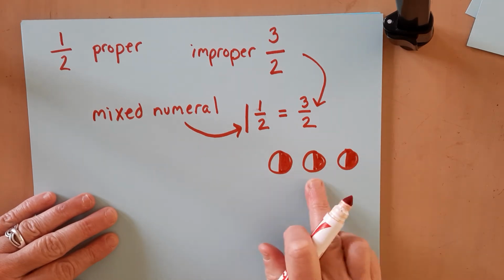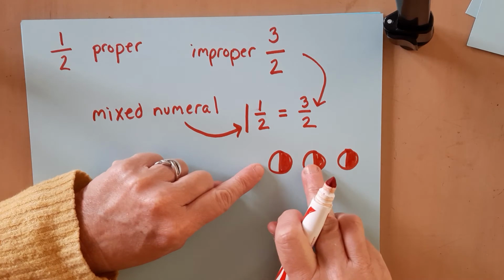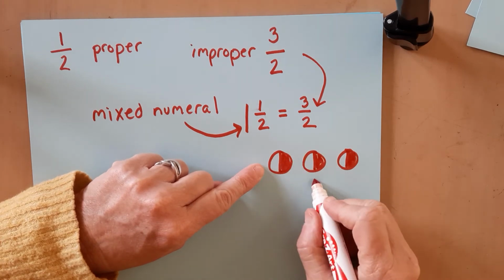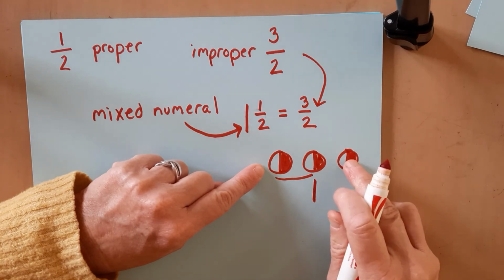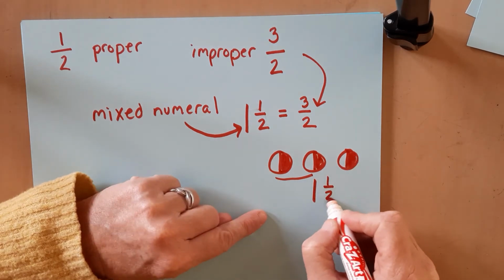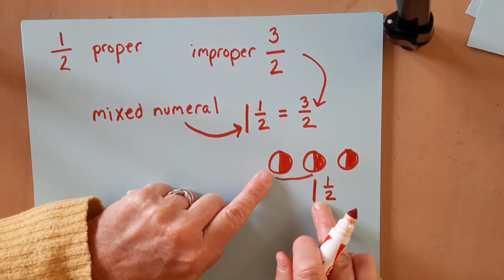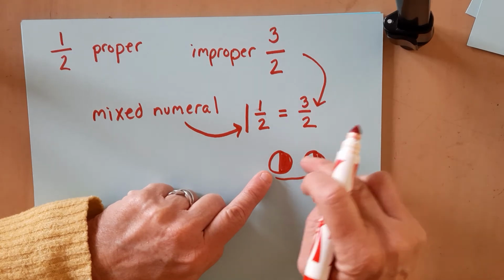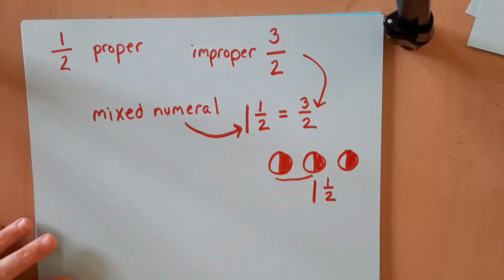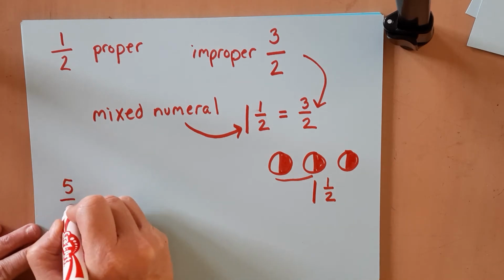This is 3/2, but you can also see that if I put this half right here, that becomes 1, and you would still have this other half left. That's how you write these number of pies as a mixed numeral, 1 and 1/2, but you could also say you have 3/2 of a pie.